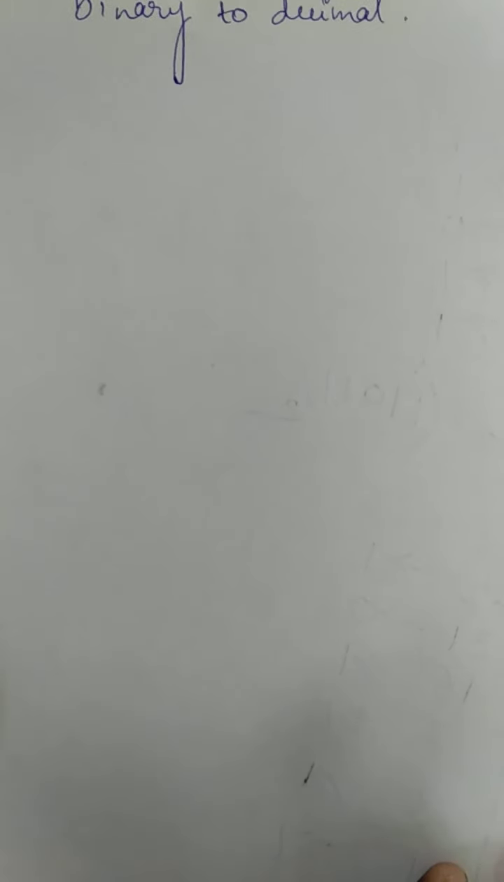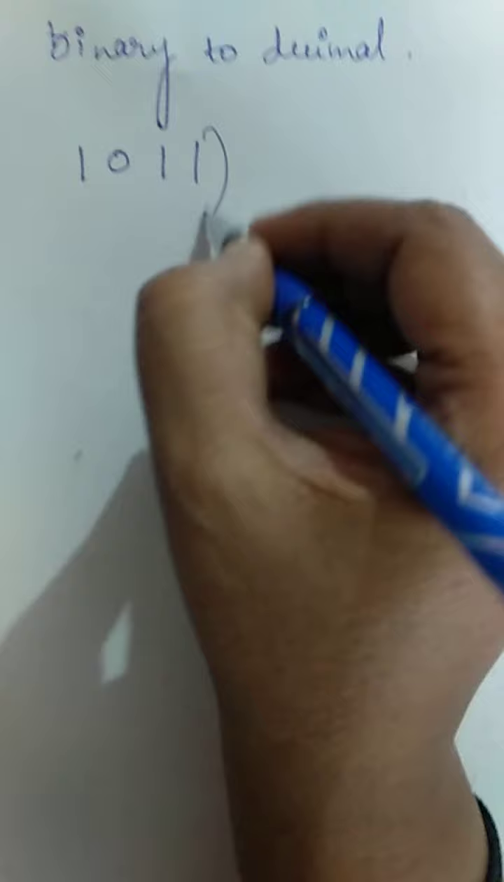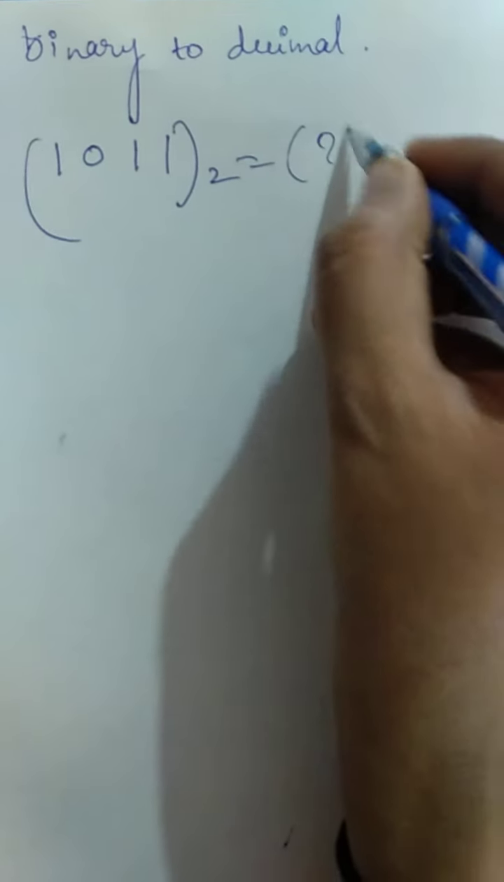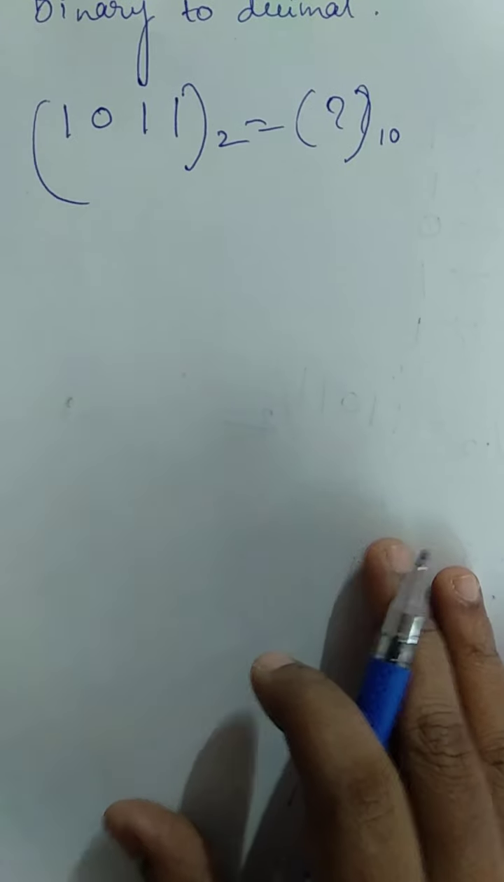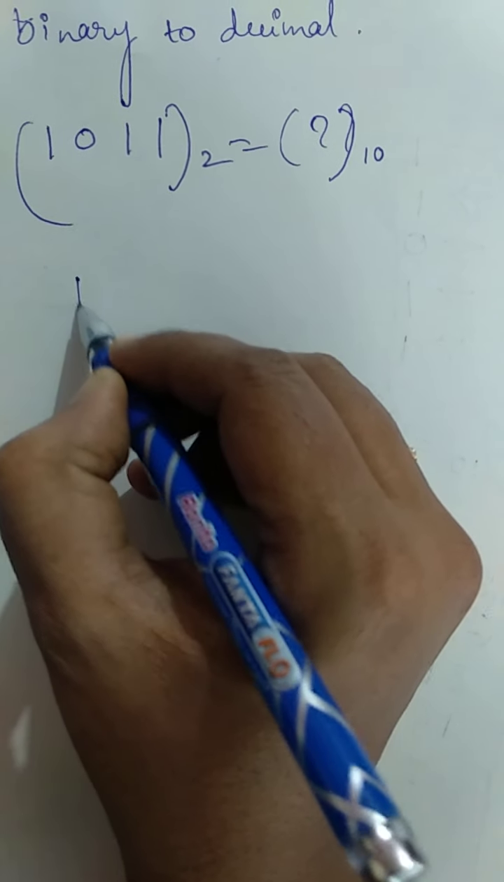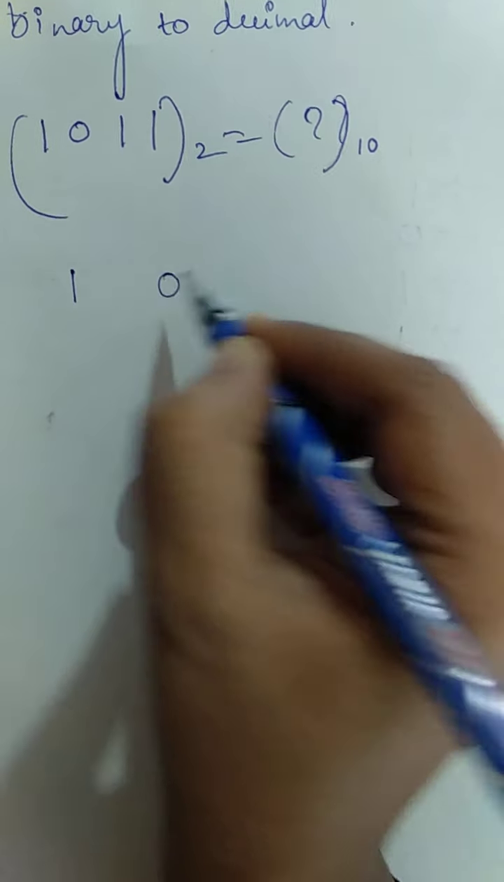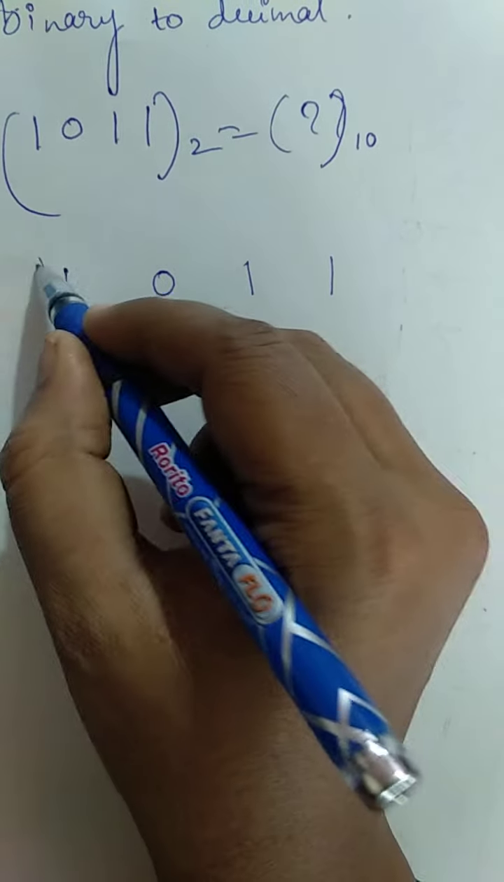For example, we'll solve one binary, that is, we'll take 1 0 1 1. This is a binary which has the base value of 2. We'll see what decimal value we get. We'll write it like this: 1 0 1 1. Make a box.